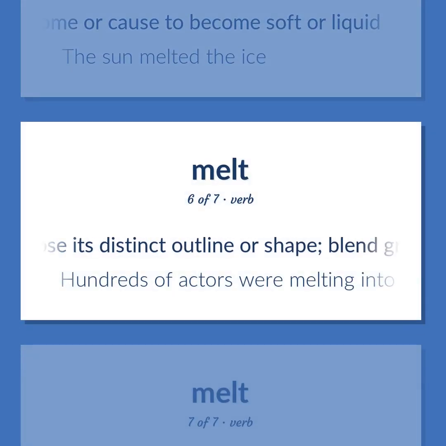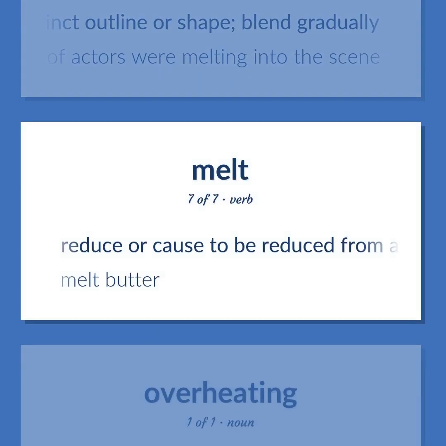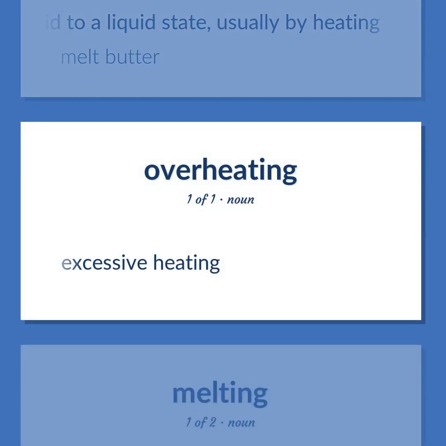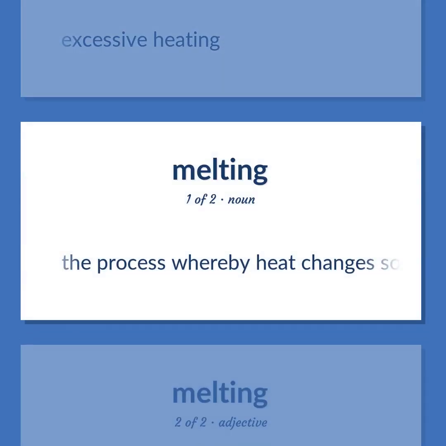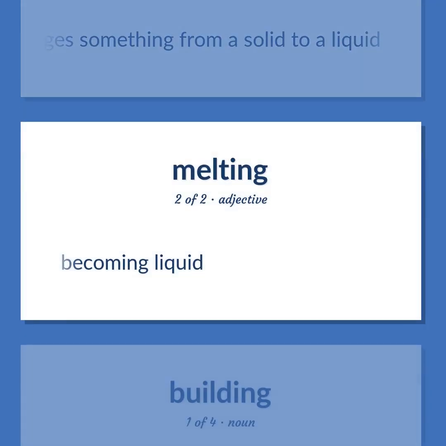Lose its distinct outline or shape, blend gradually. Hundreds of actors were melting into the scene. Reduce or cause to be reduced from a solid to a liquid state, usually by heating. Melt butter. Excessive heating. The process whereby heat changes something from a solid to a liquid. Becoming liquid.